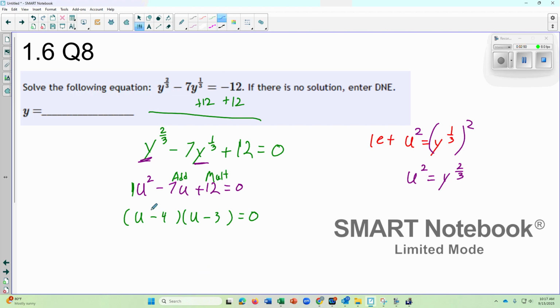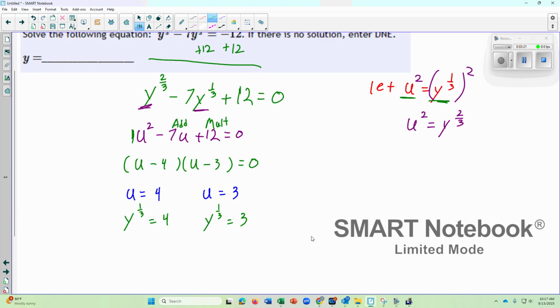Okay, so then we go ahead and solve each one of these. So you would get u equals 4 if you were to set that equal to 0 and solve. And here you would get u equals 3, right? But wait a second. We used substitution. What is u actually equal to? Well, if we look back here, you can see that u is actually y to the 1/3. So I'm going to change it back to y to the 1/3 equals 4, and y to the 1/3 equals 3.